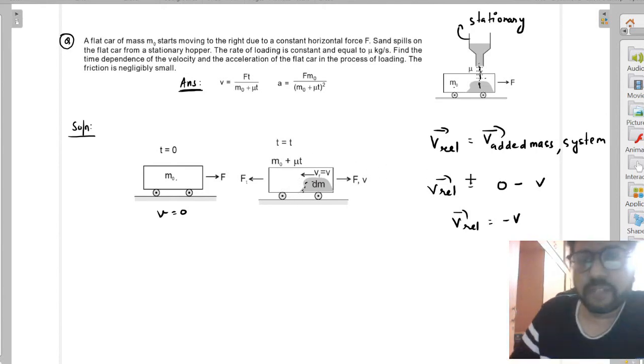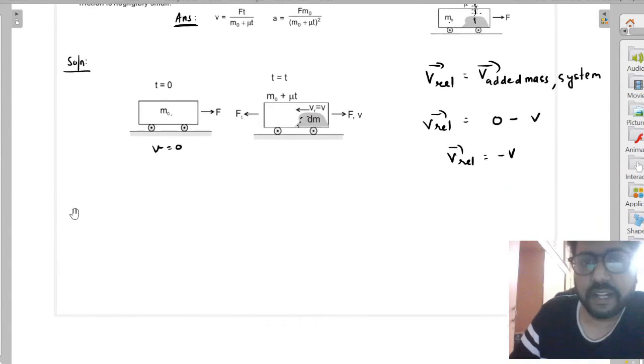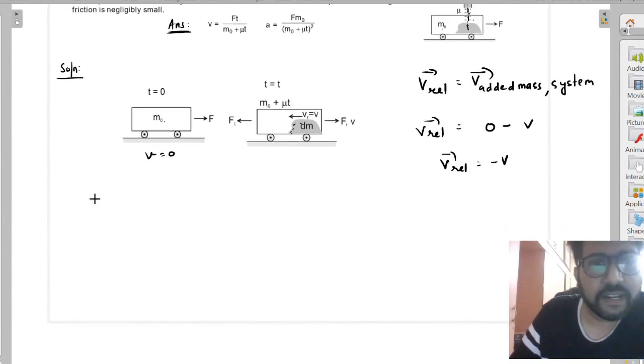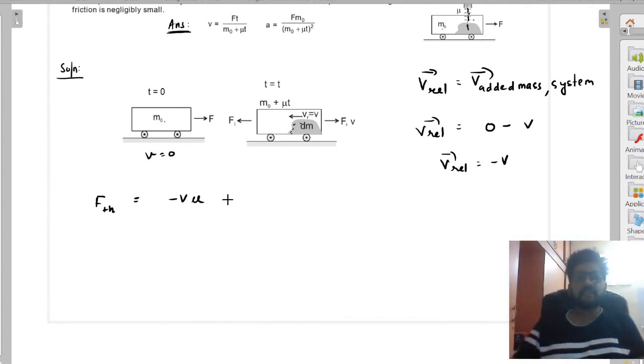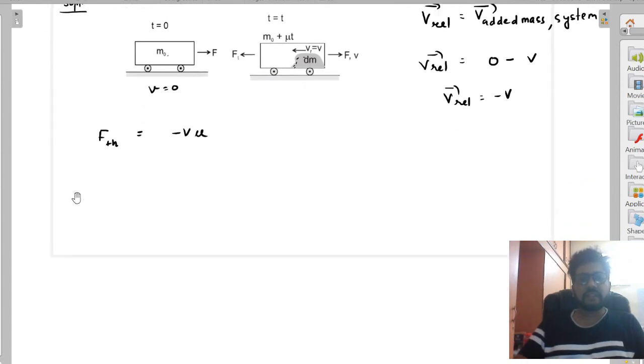Now that we have found v relative and mass is getting added, the thrust force is given by v relative, that is minus v, into dm by dt, that is mu. So F thrust is equal to minus mu v. Minus means the direction is to the left, or the negative direction.